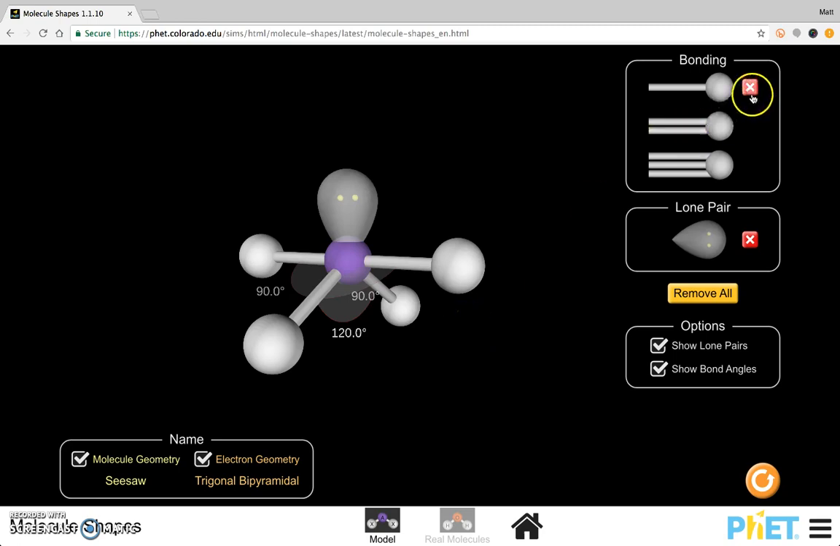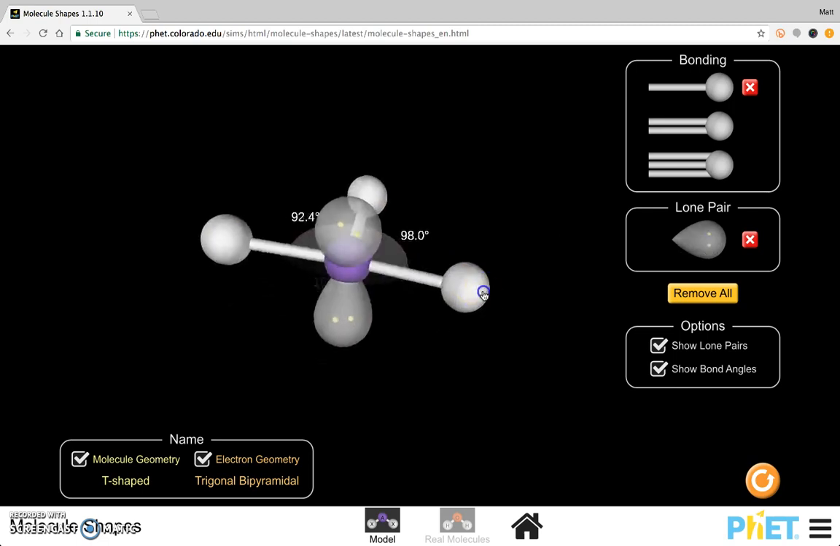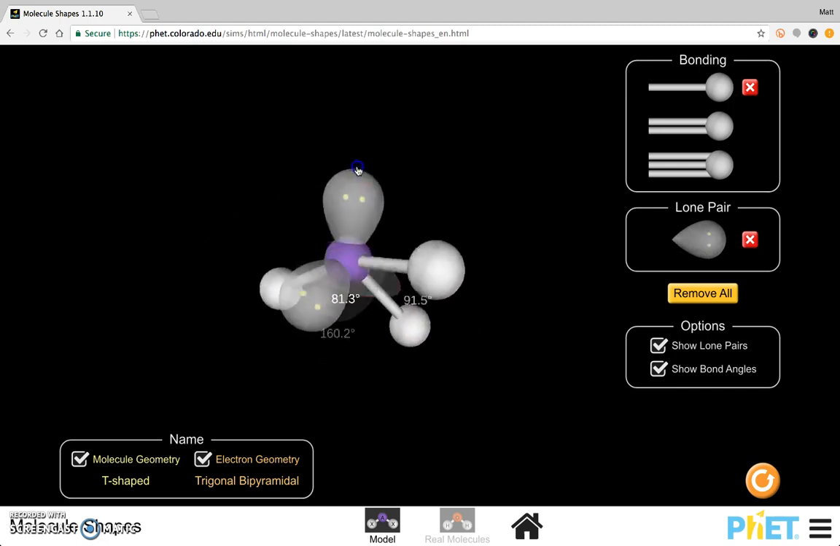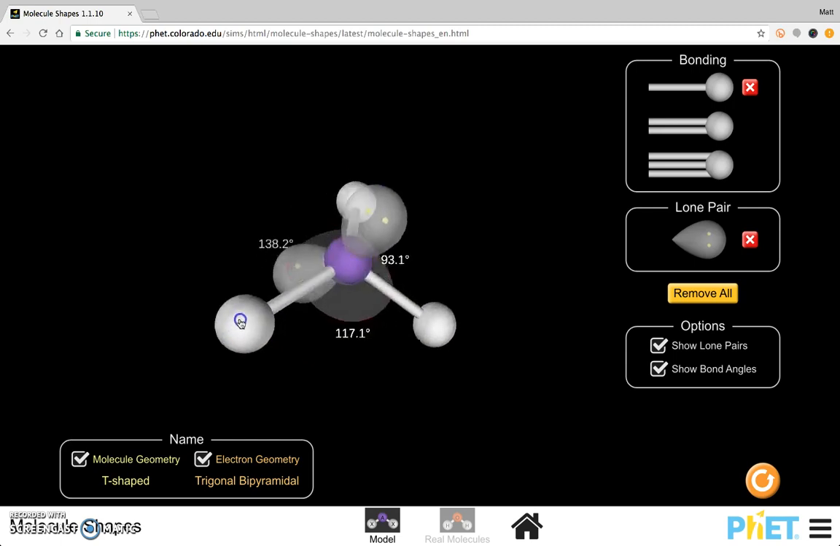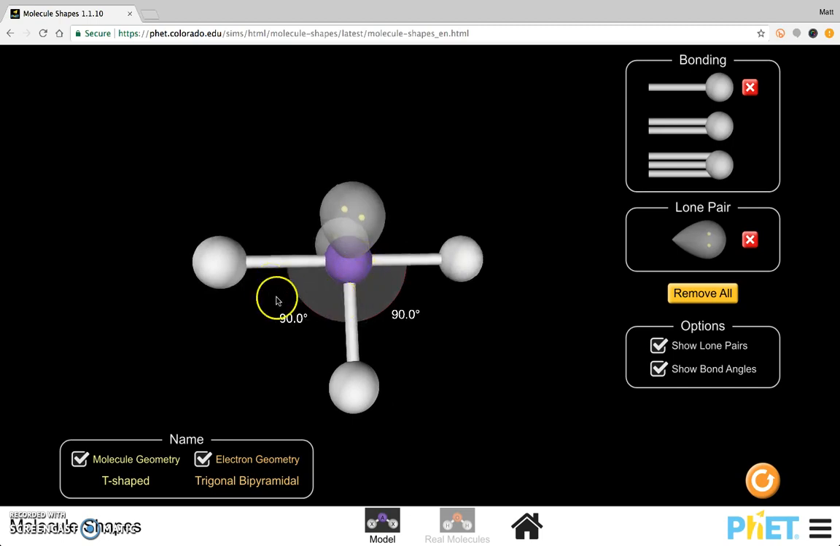If I remove one more bonding group and replace it with a lone pair, now we have 3 bonds, 2 lone pairs. The electron geometry is still trigonal bipyramidal. The molecule geometry now is T-shaped, so named because it looks like a capital T. Bond angles here are 90 degrees. You could even say there's a 180 degree bond angle between the top 2 bonds.